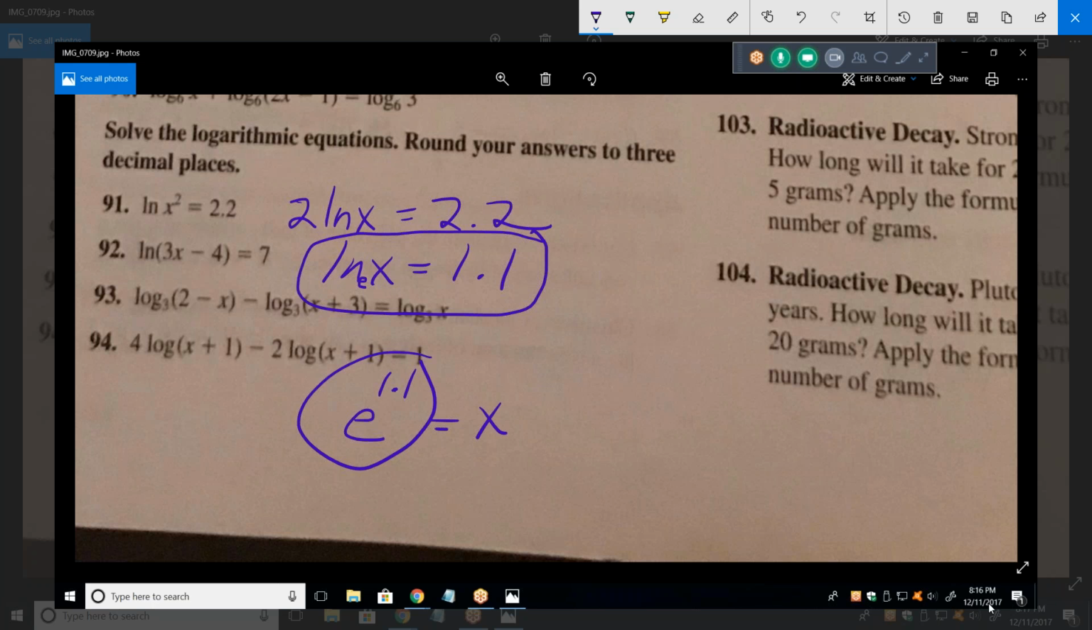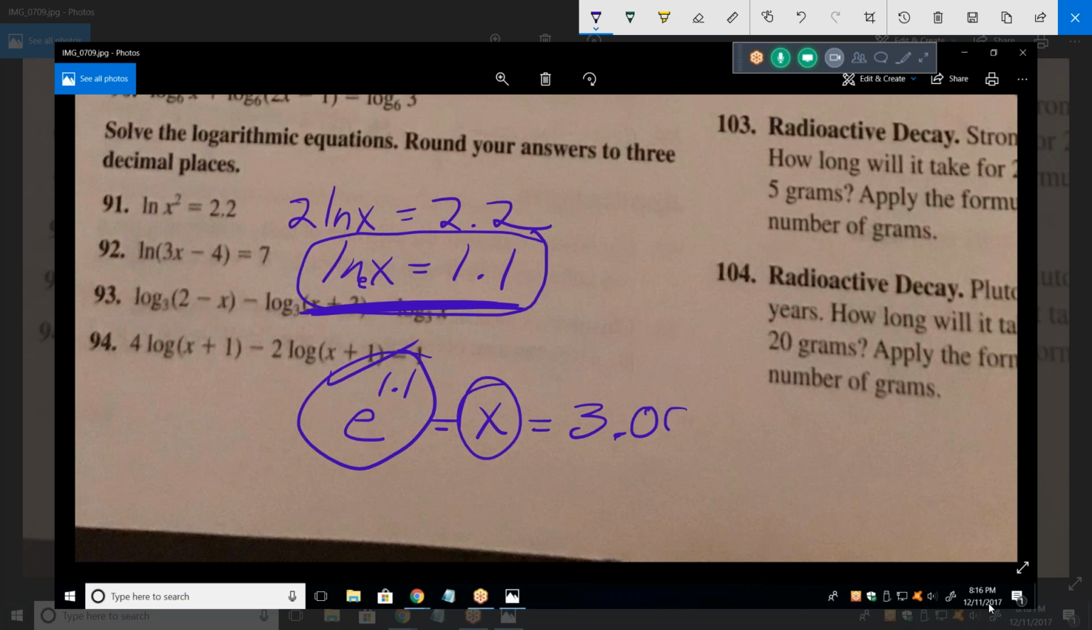Now you need your calculator. In other words, the calculator would not have solved that. But once you convert it to this, in other words, once you solve it for x, now your calculator will certainly spit out an answer. Round it to 3 decimal places, which means give it to me to 4 decimal places.